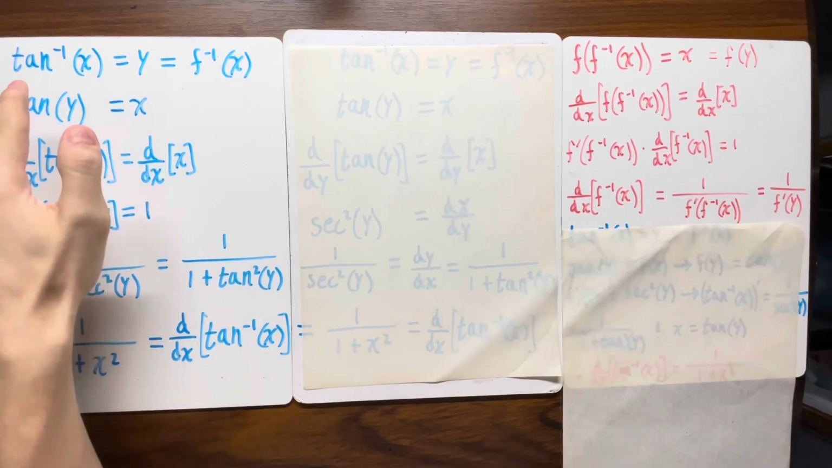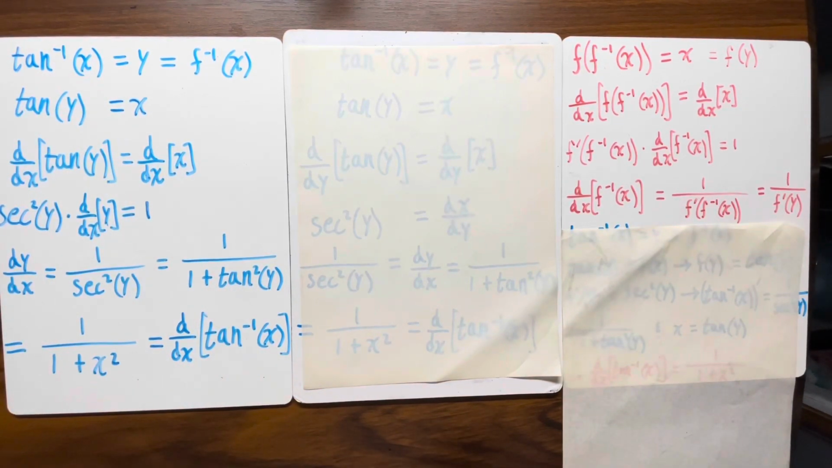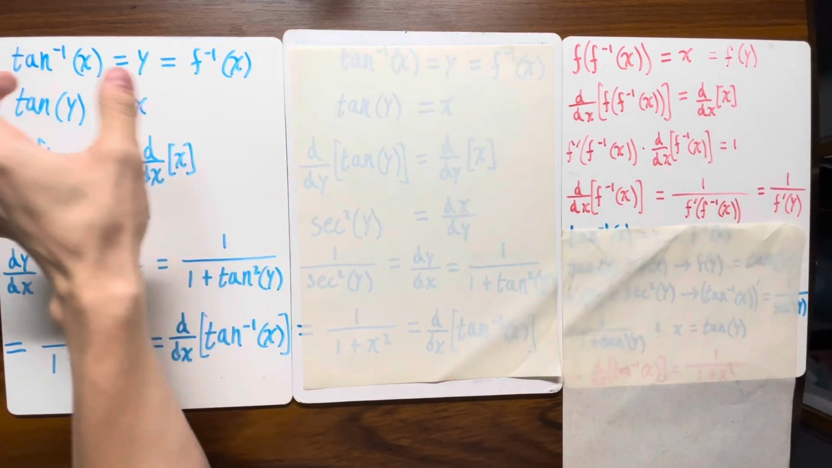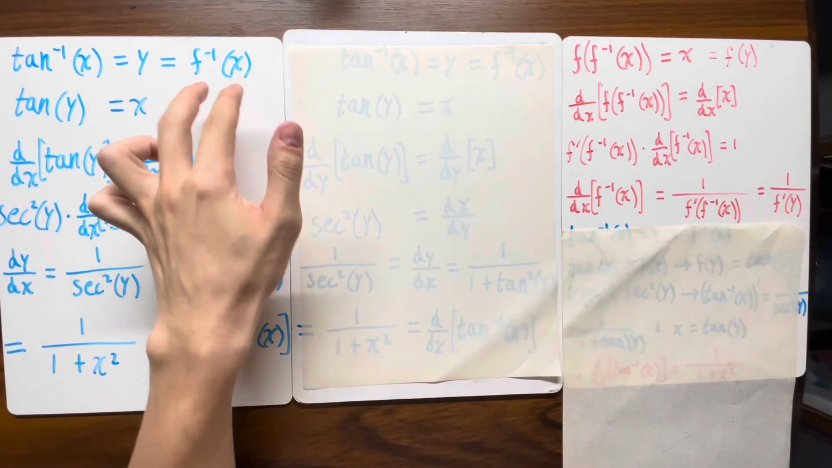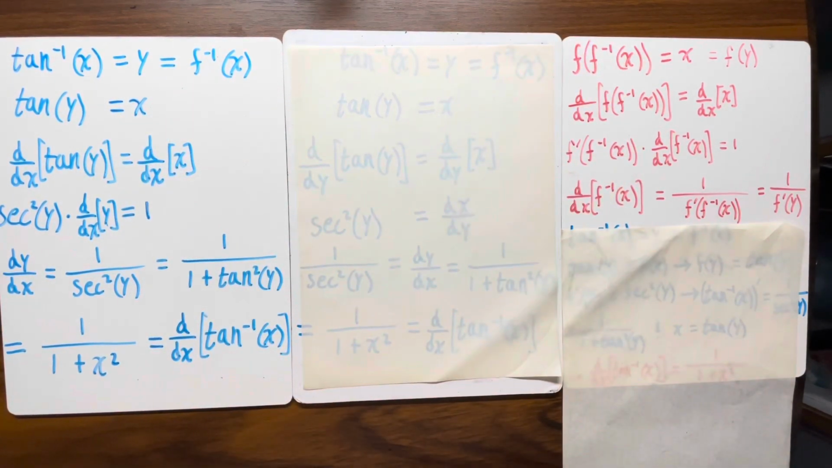We're trying to take the derivative of tangent inverse of x. Well, we don't know what the derivative is yet, so we can just say let it equal y. And of course, we know that tangent inverse is an inverse function, so we can also write it like this. This will be useful later when using this theorem over here, the inverse function theorem for derivatives.